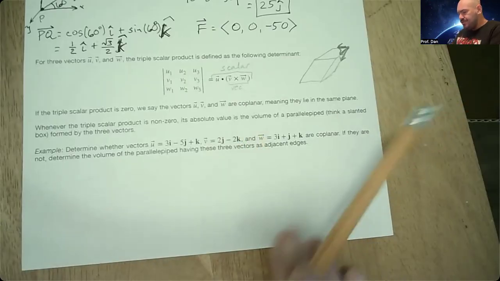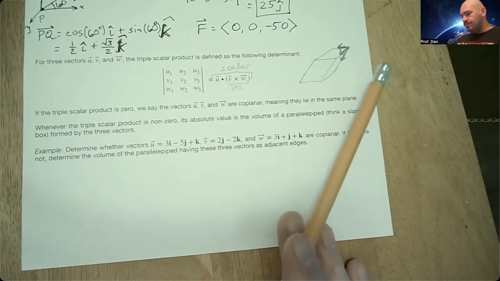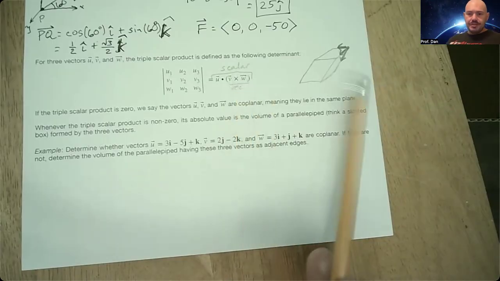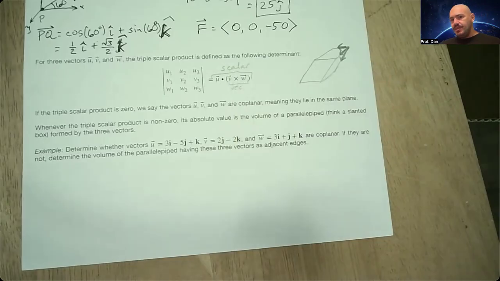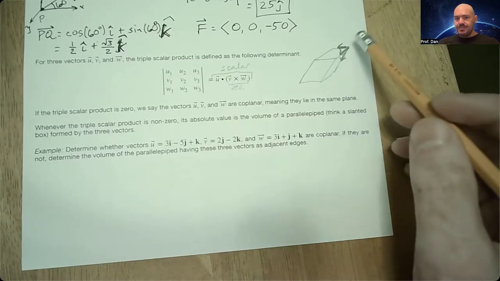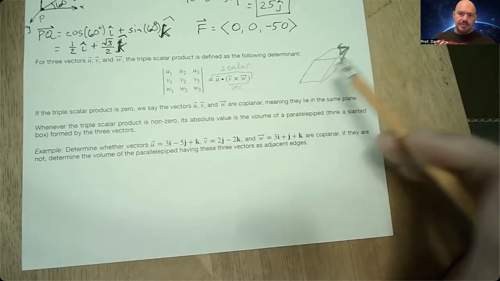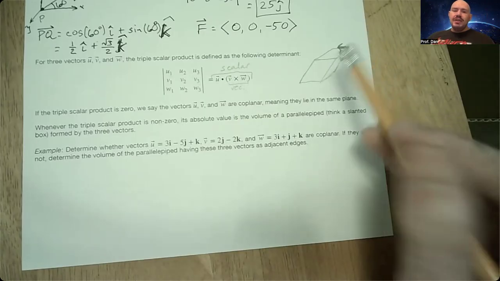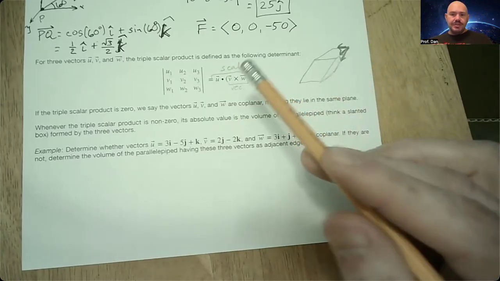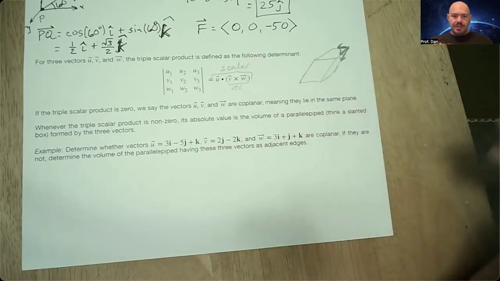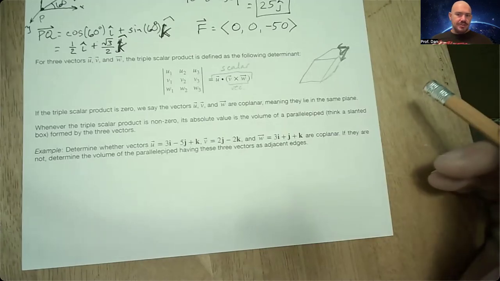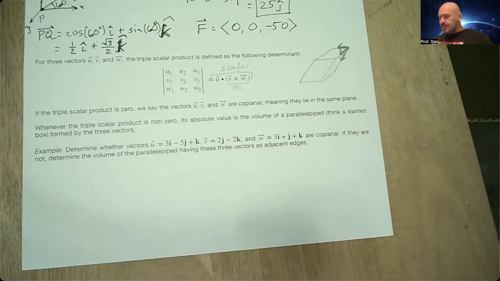All right, and again, here's what we're looking for. We want to know whether or not this triple scalar product is zero. If it's zero, the three vectors are all in the same plane. I could stick a sheet of paper through all three at the same time. If the result is non-zero, then we have this kind of case where the three vectors make the corner of a slanty box or a parallelepiped. And at that point, the scalar value we compute is the volume of that parallelepiped or slanty box, right?